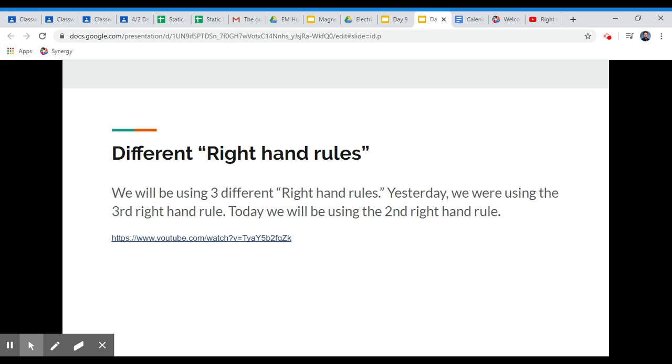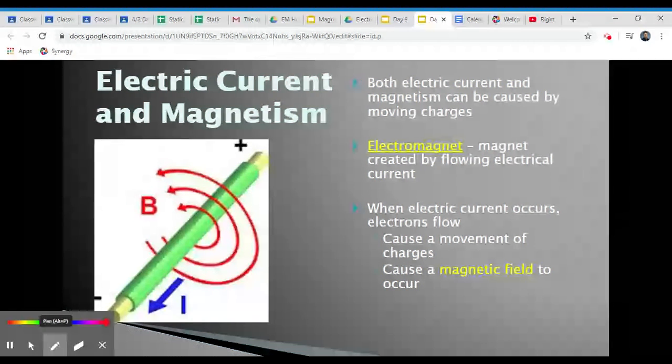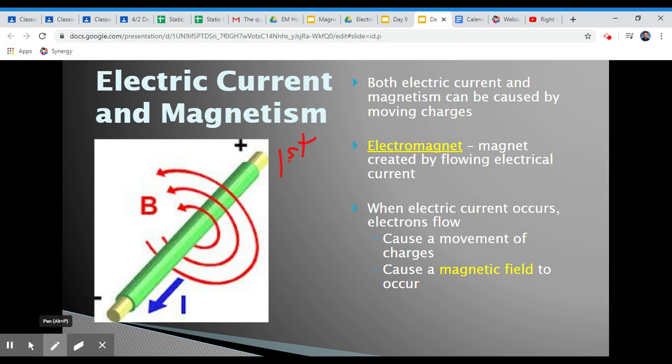But yesterday we used the third right hand rule, where we were talking about a particle moving through a magnetic field. Today we'll use the second right hand rule, and I'll briefly talk about the first right hand rule. We may or may not get to using it, but I'll talk about it anyway. So this is our first right hand rule.